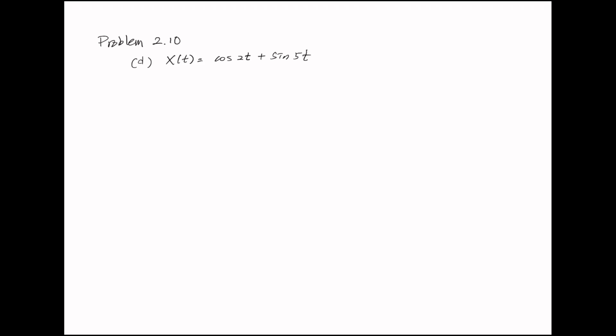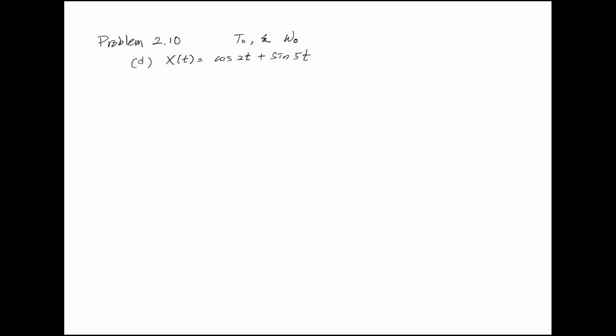Let's take a look at problem 2.10. They want us to find whether this signal is periodic or not. And if it is, then we need to find the fundamental period T naught and the fundamental frequency omega naught.